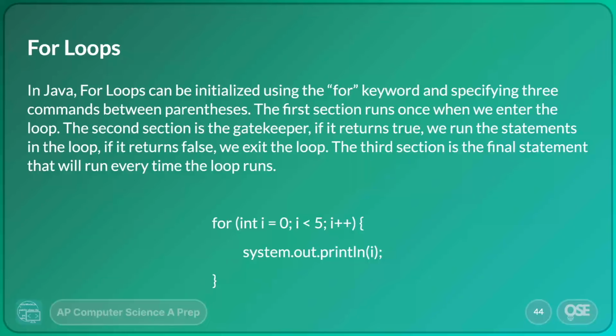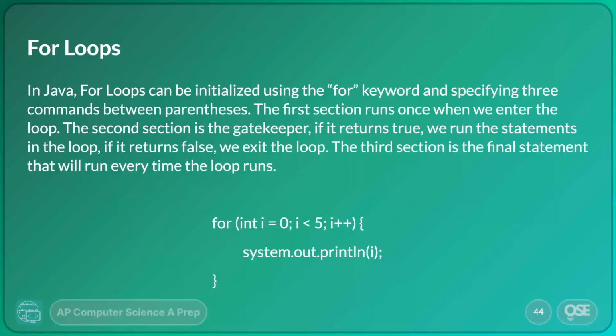In this case, we have a for loop. Our first condition is int I equals 0. So when the loop first initializes, the int I will be set to 0. Our gatekeeper in this case is I is less than 5. So as long as I is less than 5, this loop will run. And at the end of each loop, we have I++. So each time this loop runs, I will be incremented, or 1 will be added to the value of I.